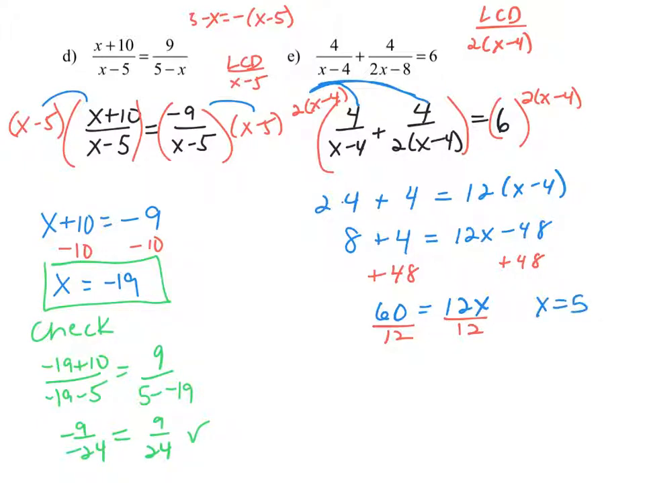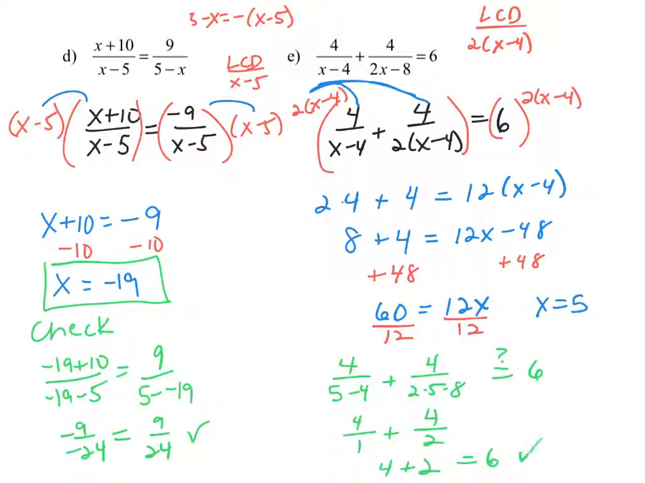We want to check our answer, make sure that this is a solution to that rational equation by plugging in 5 into the original equation for x. We get 4 divided by 5 minus 4 plus 4 divided by 2 times 5 minus 8. We want to check to see if that is equal to 6. We get 4 divided by 1 plus 4 divided by 2 times 5 is 10 minus 8 is 2. That gives us 4 plus 2, which is equal to 6. That checks out. So we know that x equals 5 is a solution to that rational equation.